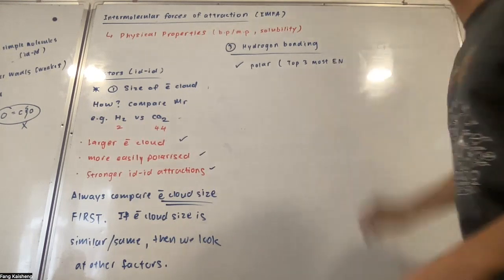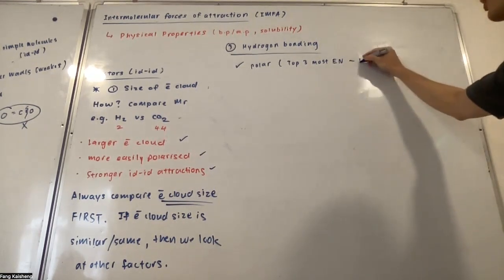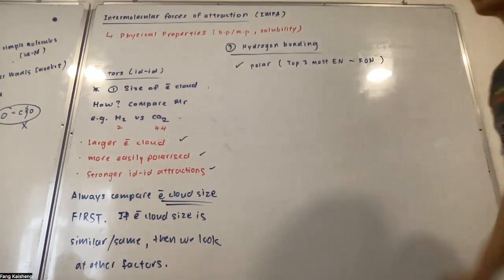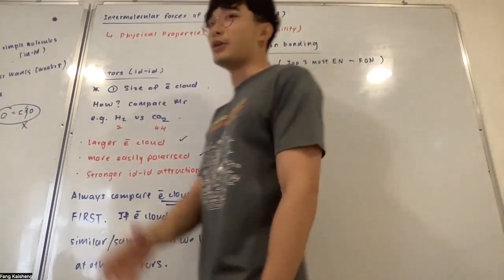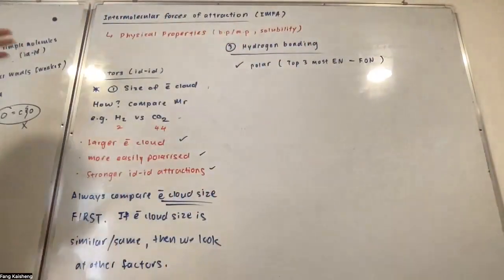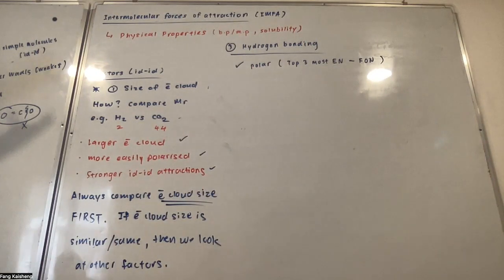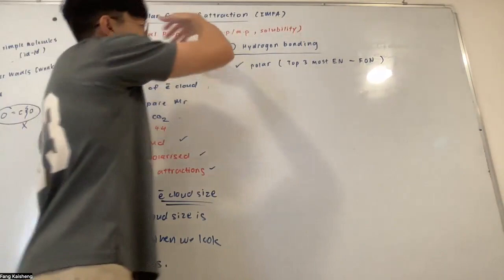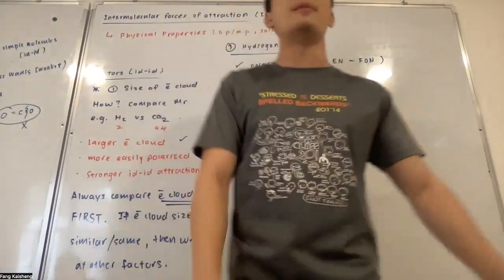Who are the top 3 most electronegative atoms? F, O, N. Guys, FON are like the cream of the crop. It's like the most popular girl in your school. They're in a league of their own. That's why there's a very special name for them.